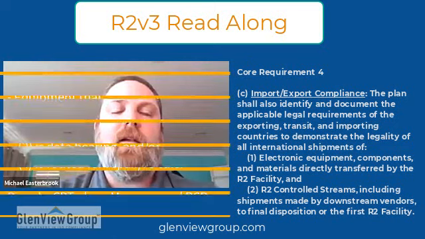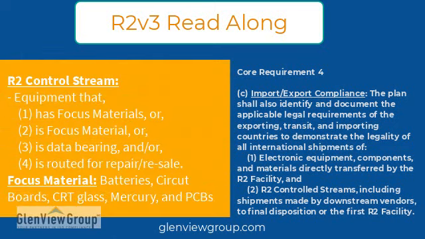It seems redundant for them to mention electronic equipment, components, and materials directly transferred by the R2 facility, and also R2 controlled streams. But I think the idea here is also we need to define R2 controlled streams. So R2 controlled streams are basically the equipment, components, and materials that have focus materials in them, or are focus materials, or are data bearing, or are equipment that is going for repair, refurbishment, anything like that that is controlled under the R2 standard.